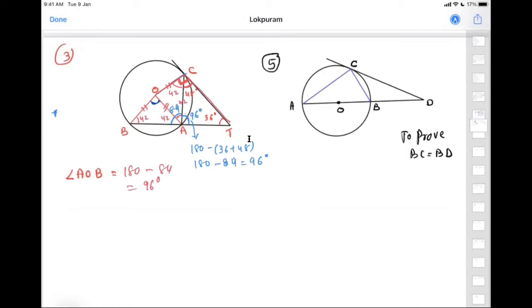In the given figure, AB is a diameter and AC is a chord of a circle such that angle BAC is 30 degrees. This angle is 30 degrees. The tangent at C intersects AB at D. You have to prove BC is equal to BD. You have to prove this.